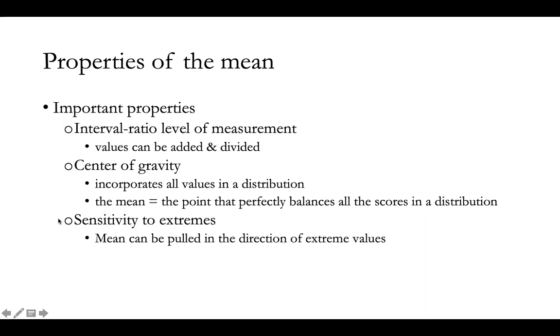But because it's a sensitive measure, it does have a downside. And we already saw an example of this. It can be very sensitive to extremes. We saw this when we were looking at income data. High income earners can really throw off the mean. The mean can be pulled in the direction of extreme values. So that's a downside we need to keep in mind, and we'll come back to these issues for the rest of the quarter.